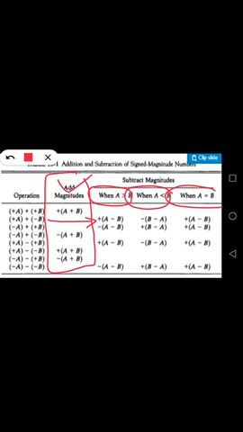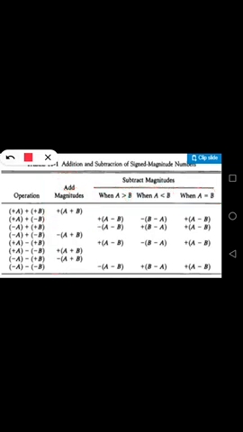When it comes to the subtraction case, you have to consider 3 cases. Case 1 is when the magnitude of A is greater than B, when the magnitude of A is less than B, and when the magnitudes are the same. So let us take the case when the magnitude of A is greater than B, you have to do subtraction. If you have minus A plus B, and the magnitude of A is greater than B, then you do A minus B and the sign would be minus.